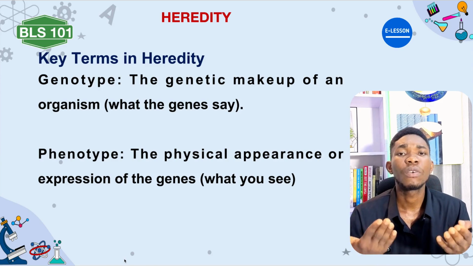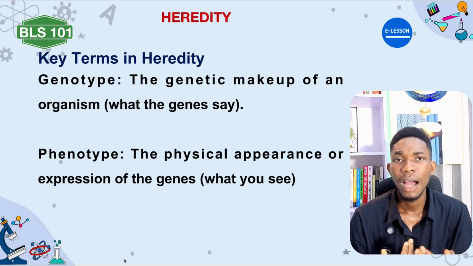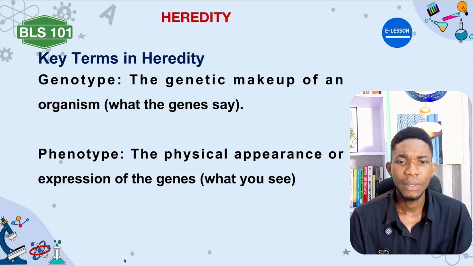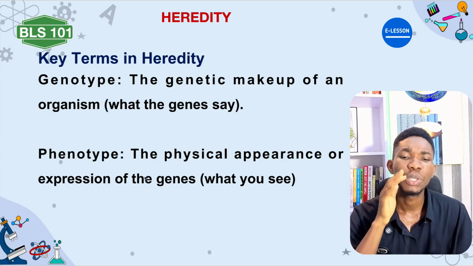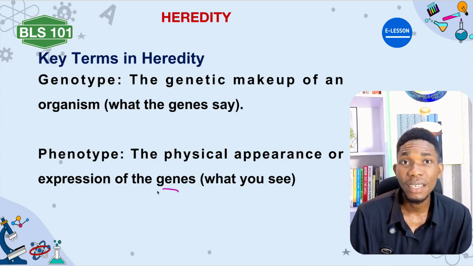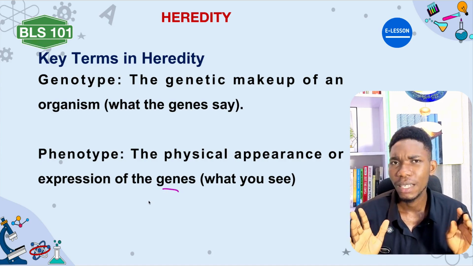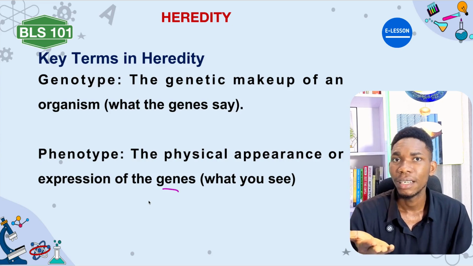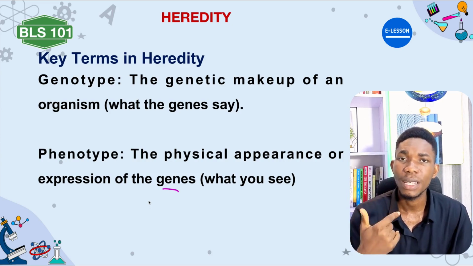What sequence of genes are arranged in your body? How many did you collect from your mom? How many from your dad? Are you getting it now? That's why sometimes when you say you want to go and do a DNA test, it is the genotype and the rest. Now, DNA genotyping. Now, the phenotype is the physical appearance or expression of the gene. What can you see? Do you get the difference now? Genotype, what is inside. Phenotype, what you can see. The physical expression of those genotypes.